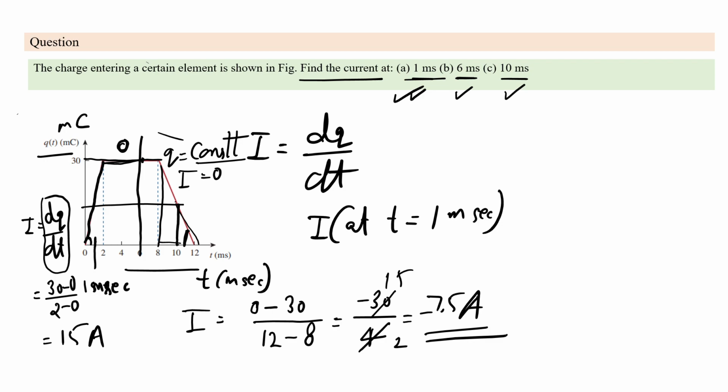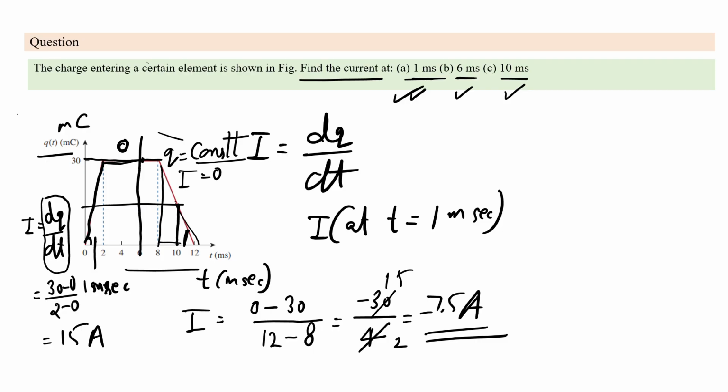Okay, let me give the solution. I've got a few answers, let me give some of the answers for this. What is the current at 1 millisecond? If you see the q versus t curve, we start from i equals dq by dt. So what is the slope? That is 30 minus 0 divided by 2 minus 0. Coulomb is also millicoulomb, time is also in millisecond, so you will find that the current at 1 millisecond is actually 15 amps.